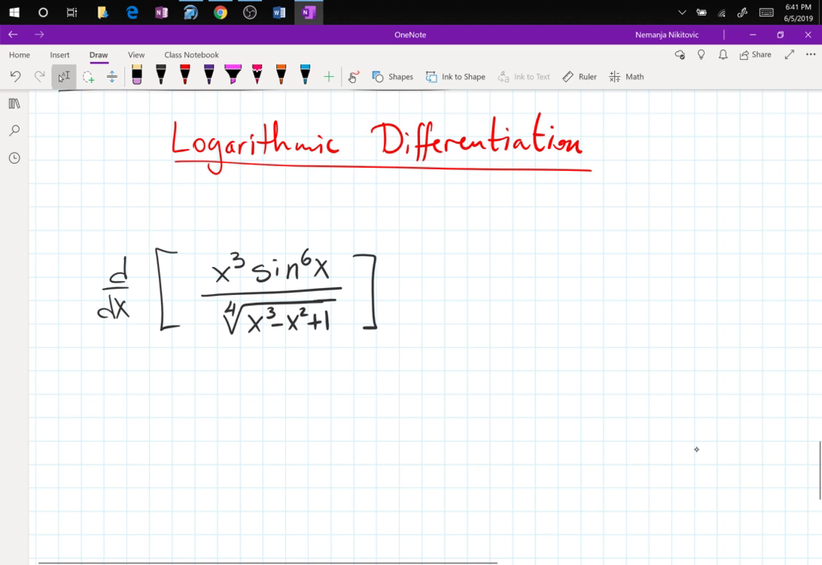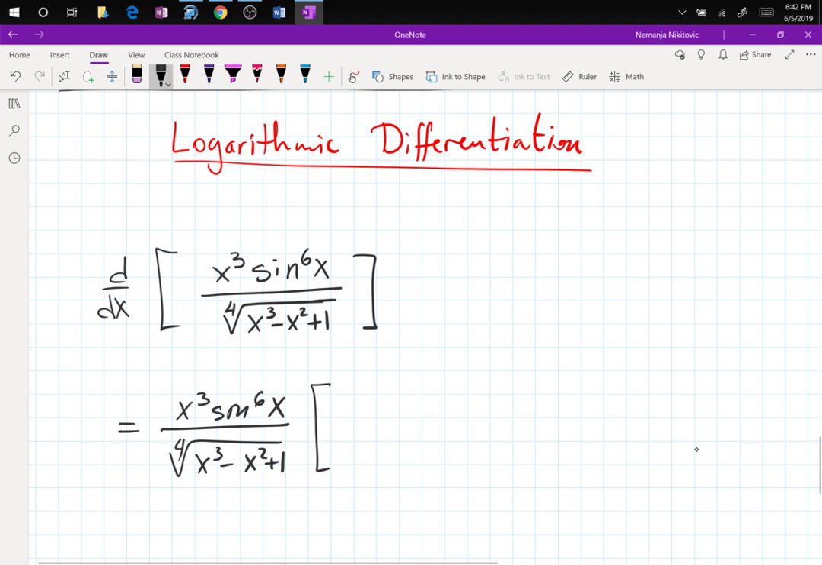Is there an easier way to do this? Yes, glad you asked. The easy way to do this problem is to look at it and then immediately write down the solution in a factored form. That's the easiest way to do the problem. See, the way to do this is to just write x cubed sine to the 6x divided by 4th root of x cubed minus x squared plus 1 times, and then here is the other part of the solution.